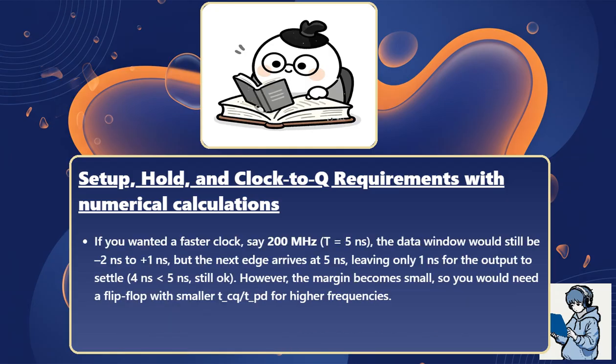If you wanted a faster clock, say 200 MHz, period equals 5 nanoseconds, the data window would still be minus 2 nanoseconds to plus 1 nanosecond. But the next edge arrives at 5 nanoseconds, leaving only 1 nanosecond for the output to settle. 4 nanoseconds is less than 5 nanoseconds, so still okay. However, the margin becomes small, so you would need a flip-flop with smaller TCQ and TPD for higher frequencies.